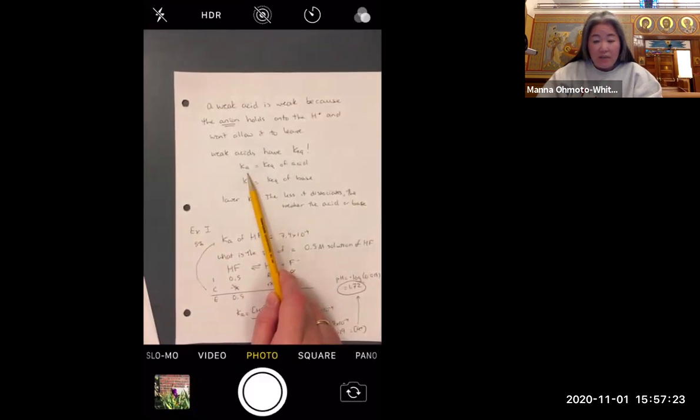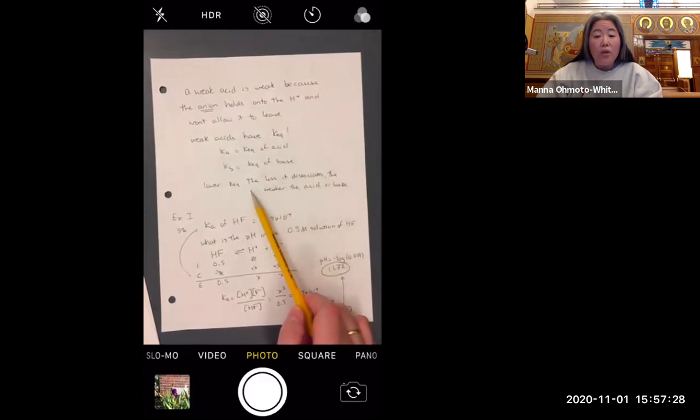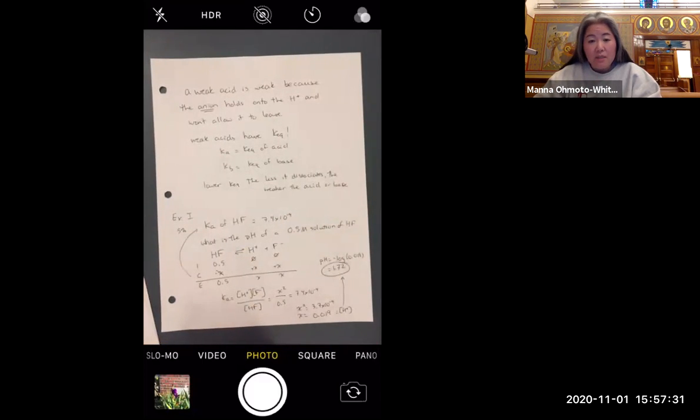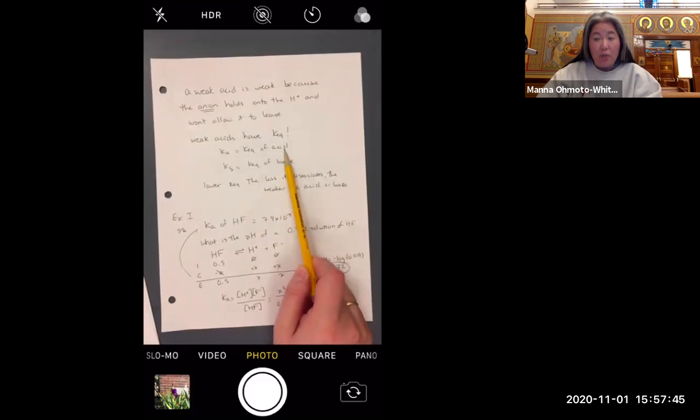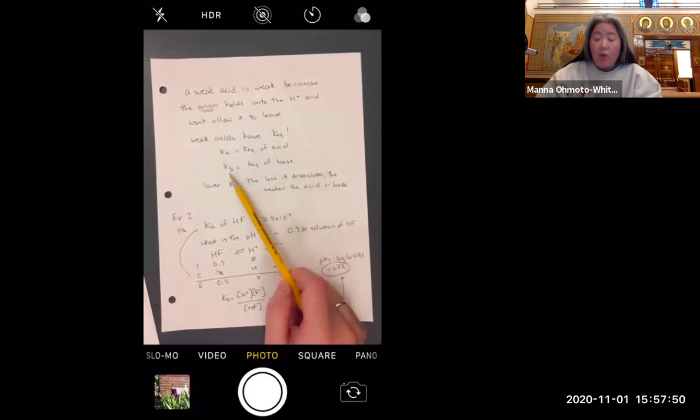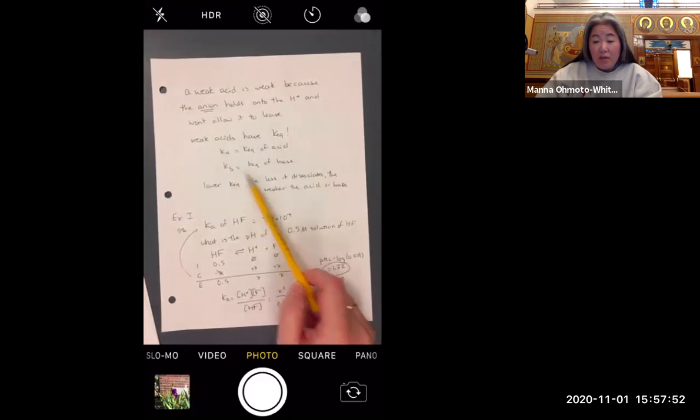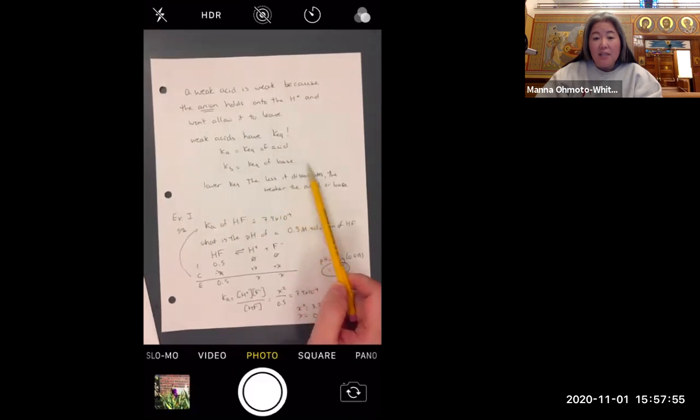So acids have a Ka and bases have a Kb, weak bases. The lower the Keq value, that means that you're not going to have as much product, which means that it's not going to dissociate as much. So the lower the Keq, the weaker the acid or the base. The lower the Ka, the weaker the acid. And the weaker the acid, the less it's going to cause the pH to drop. The lower the Kb, the weaker the base, the less it's going to cause the pH to rise above 7.